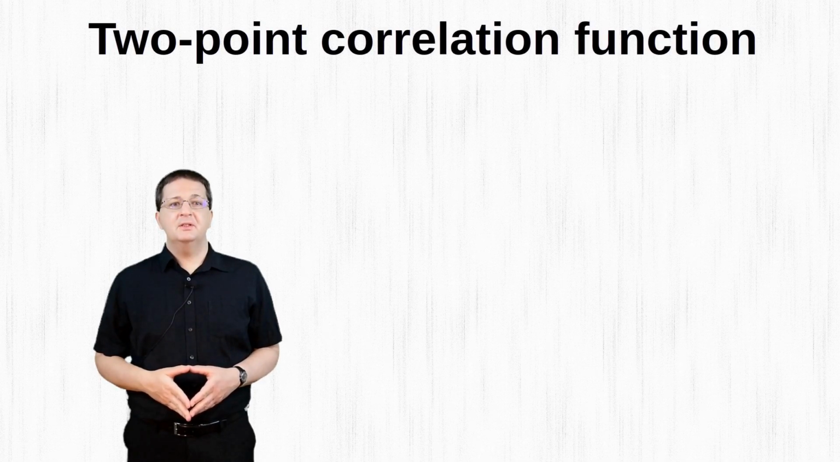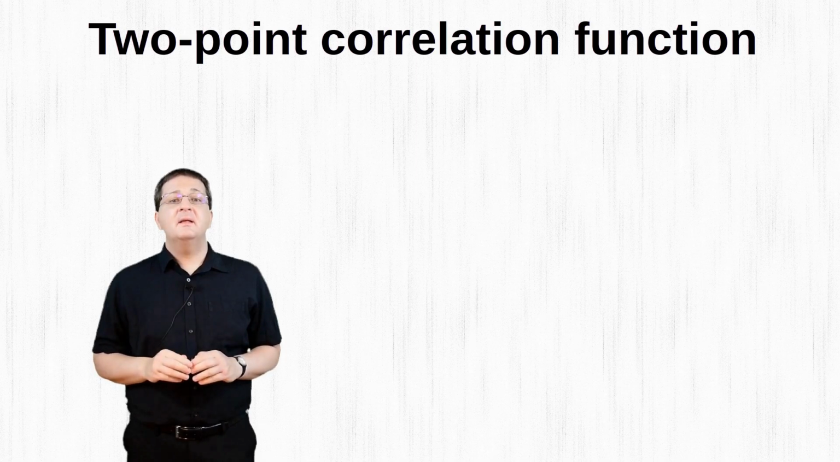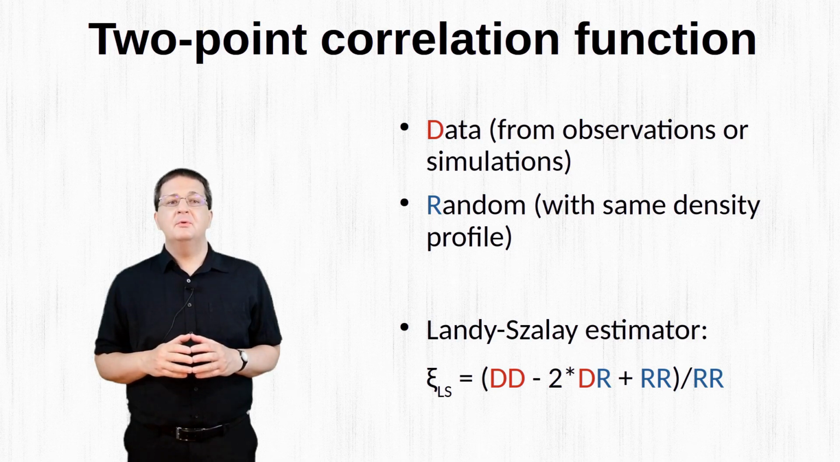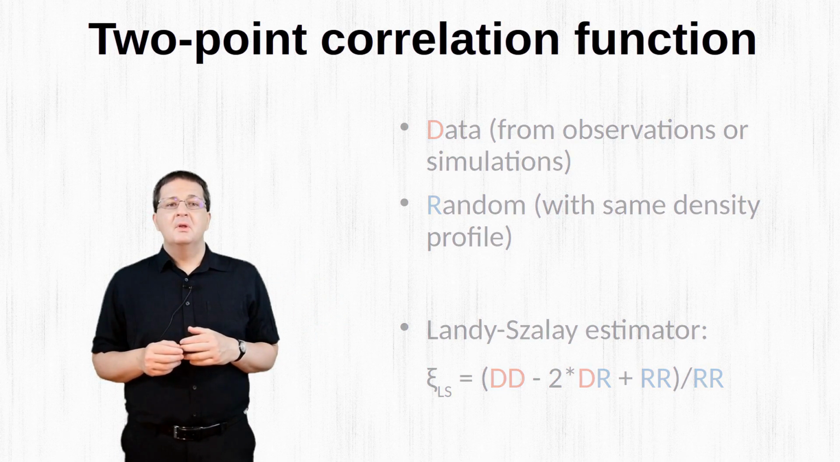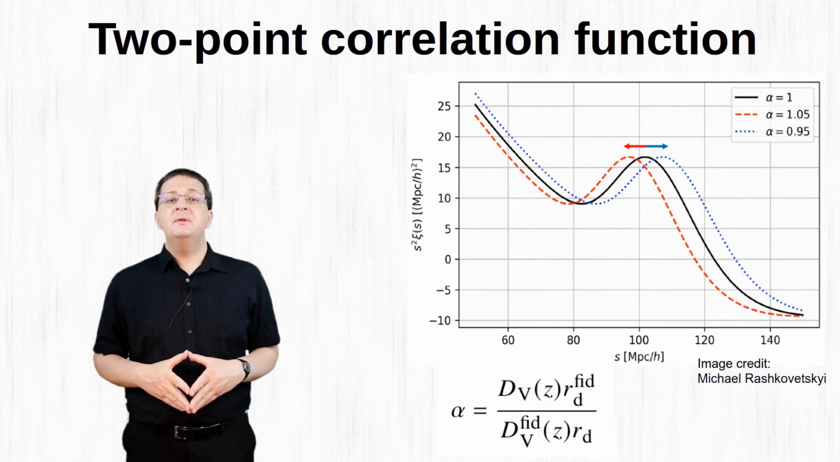To measure the BAO scale, we need to use the two-point correlation function. This boils down to essentially measuring the distances between all possible pairs of galaxies and adding them up in a histogram. One typically normalizes these counts by comparing them to a random catalog and using an estimator like the Landy-Szalay estimator shown here. One can see the BAO scale as a characteristic bump at around 100 megaparsec/h. The ratio between the prediction of the theoretical model and the observed scale is referred to as the alpha parameter.